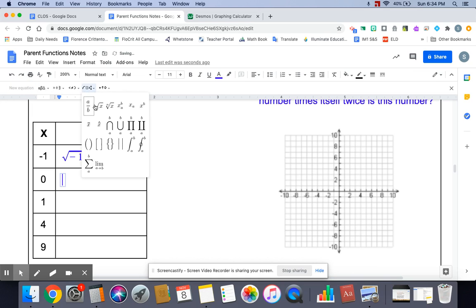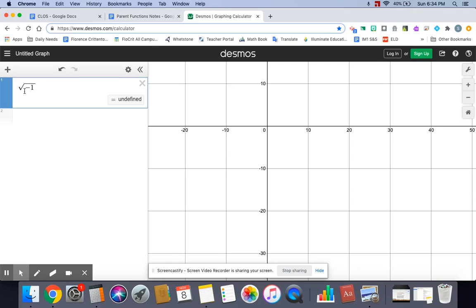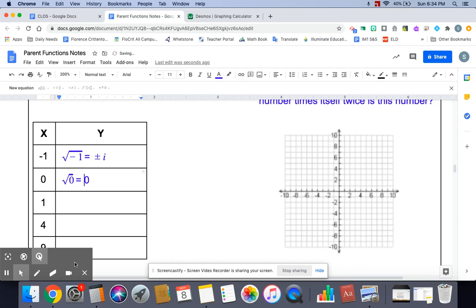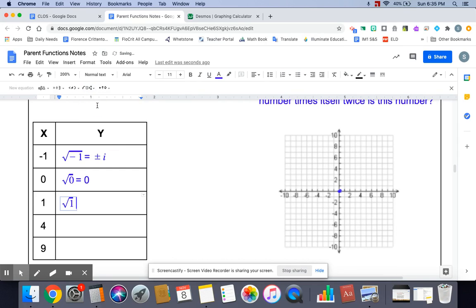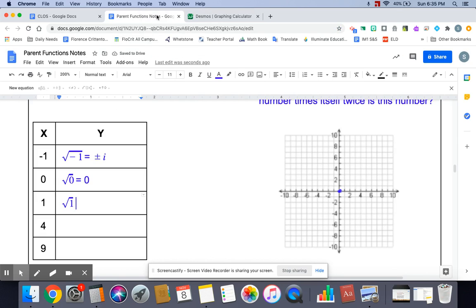I can also do the square root of 0. In Desmos, the square root of 0 is 0 because 0 times 0 is 0. Which means there's a point at 0, 0. Square root of 1 is 1. Don't forget, it's also negative 1. However, when we graph it, we only graph the positive ones.